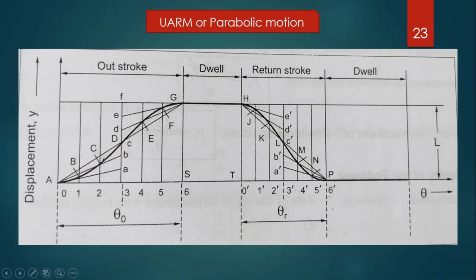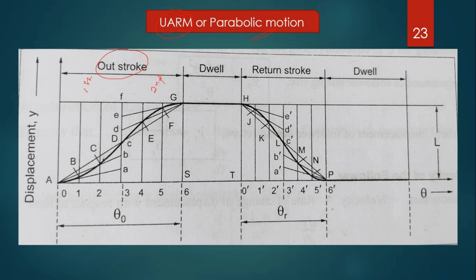So now we are going to discuss uniform acceleration and retardation motion. The uniform acceleration and retardation motion is also known as parabolic motion, right? In this motion, the outstroke is divided into two parts: this is the first half and this is the second half. So this is uniform acceleration and uniform retardation, right?